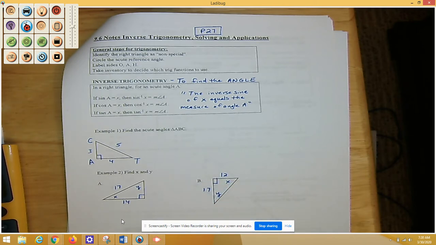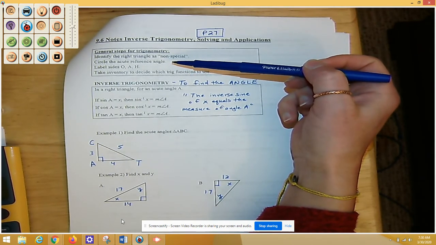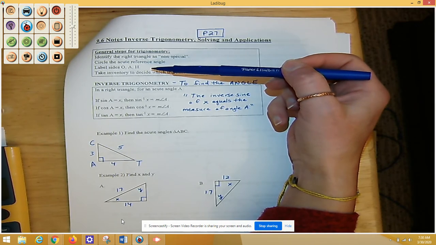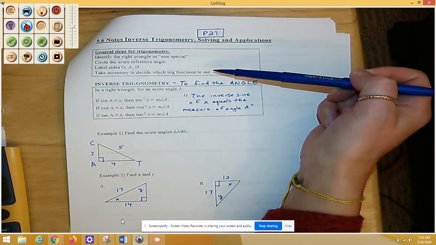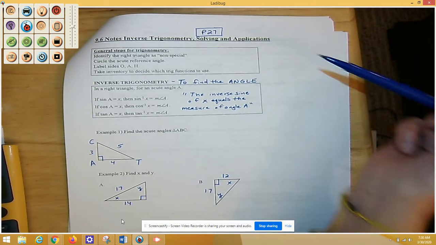Okay, so when we're using inverse trigonometry, first of all, we're looking at right triangles that are non-special, meaning they are not 30, 60, 90 degrees, and they are not 45, 45, 90 degree triangles, okay? I would recommend that you always circle the reference angle, label your sides O, A, and H for opposite, adjacent, and hypotenuse, and then take inventory, doing that checklist to decide which trig functions you want to use. So at this point, hopefully you're pretty good at finding the side, and now we're actually going to go through and find the angle.